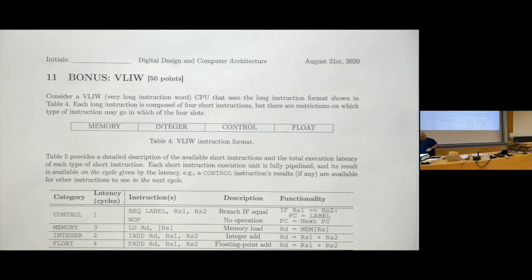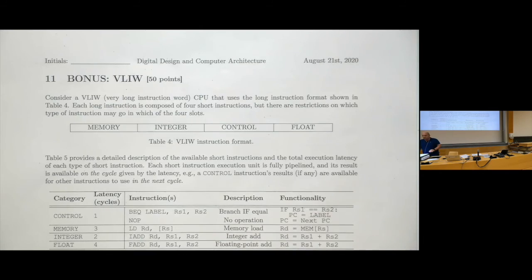Awesome. So well done on sticking it out. We only have one more question to go. This question is on VLIW, so very long instruction words. Let's go through the question first to see what we're dealing with.